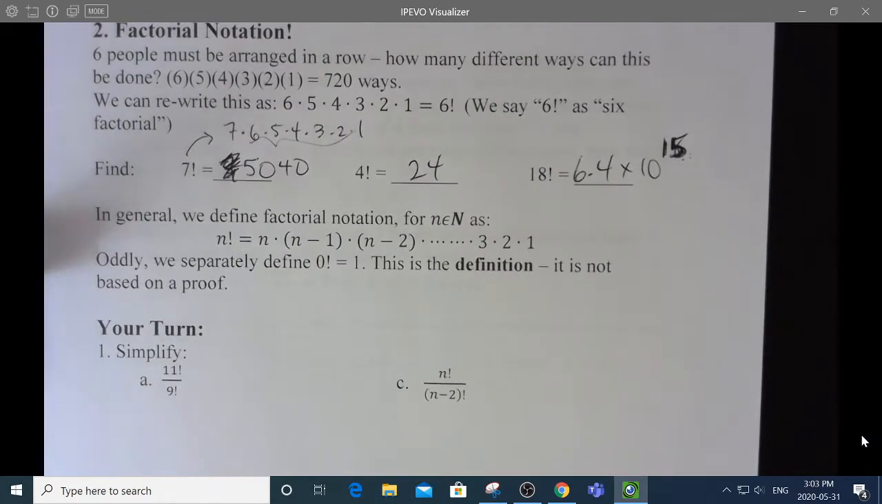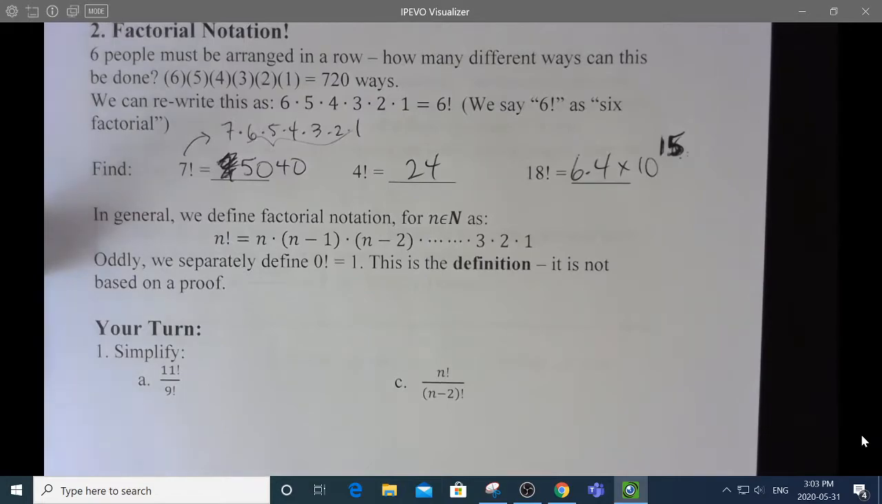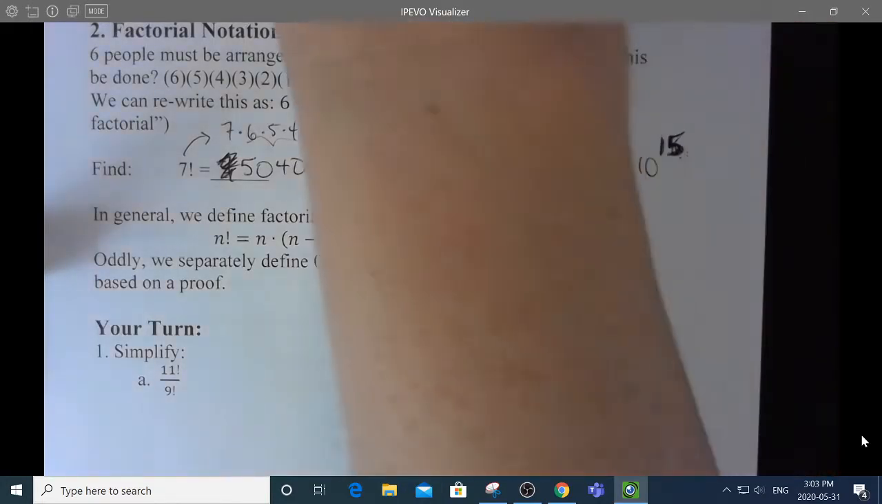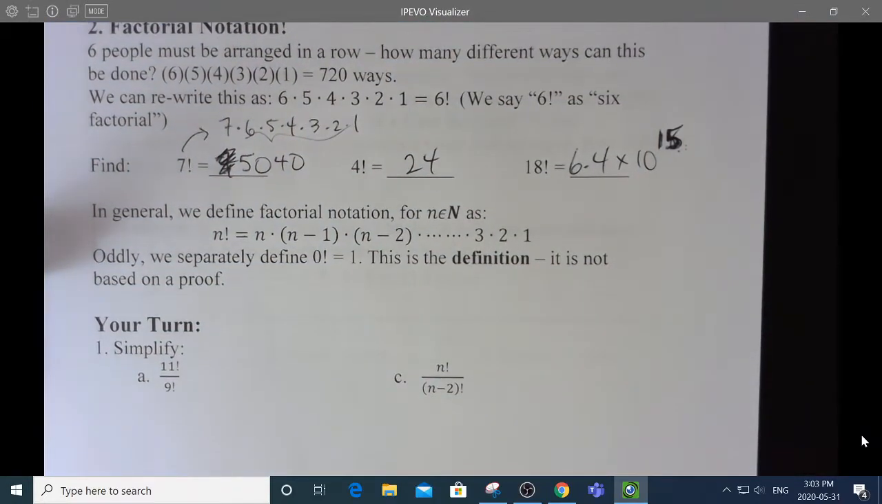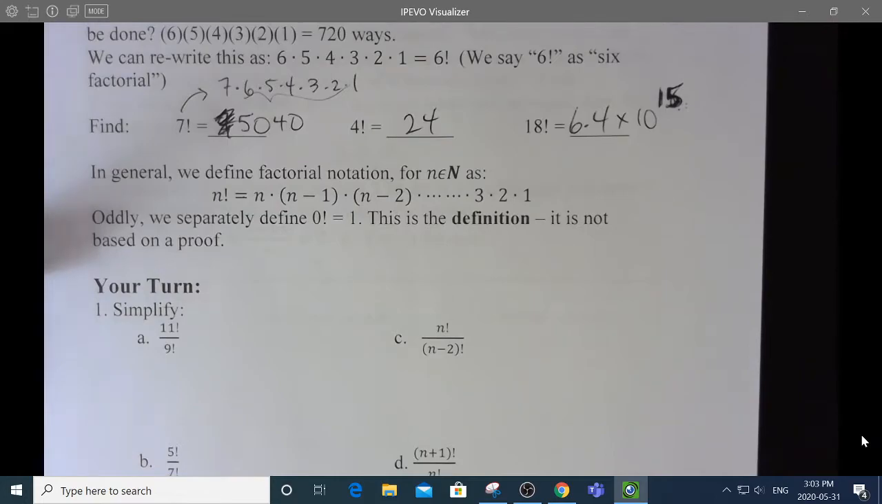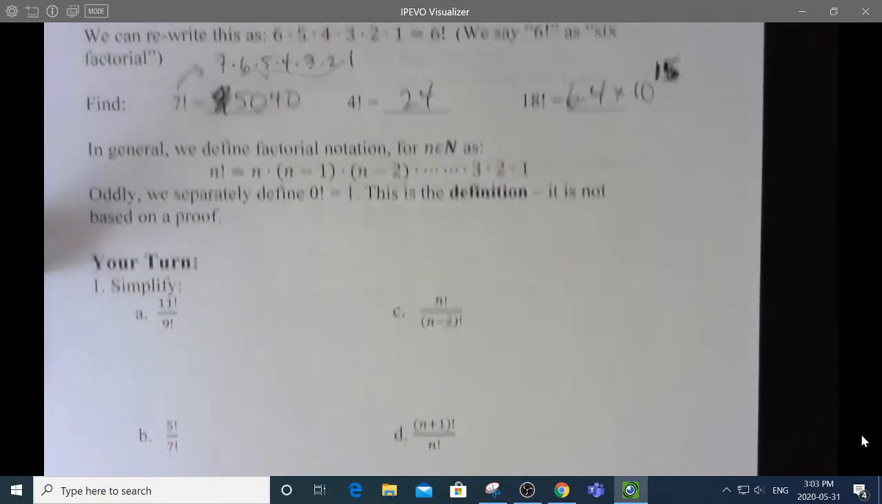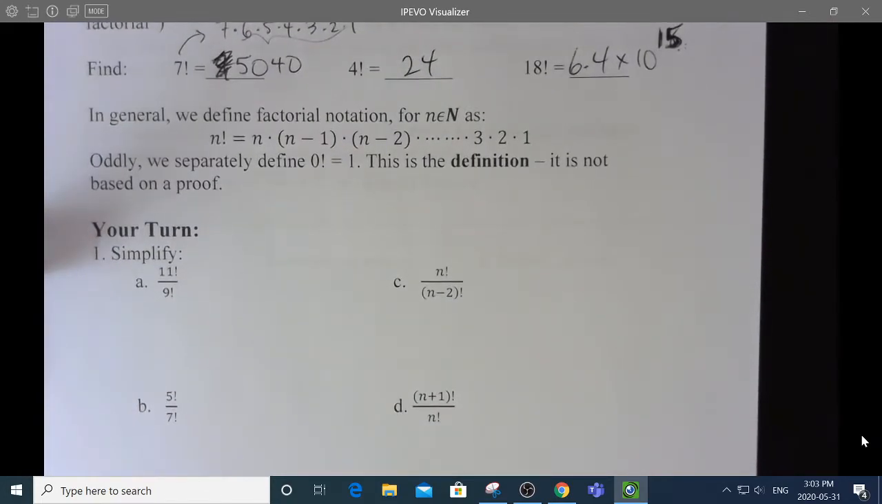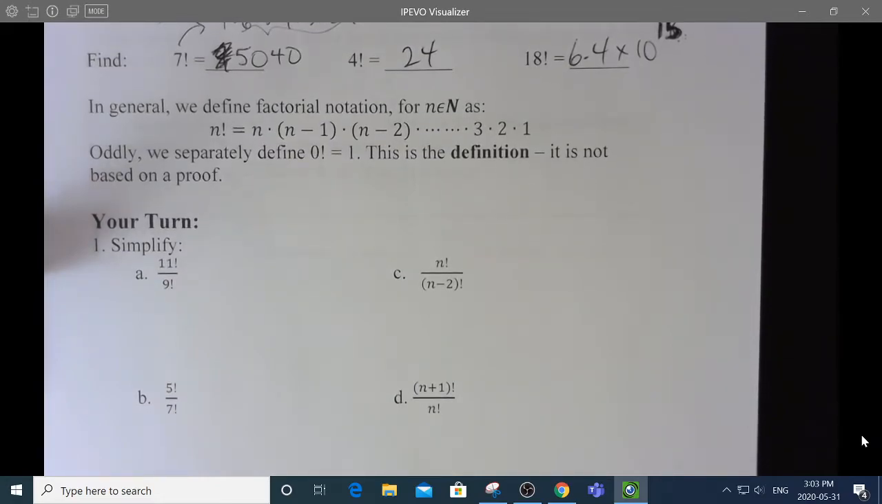There's lots of cool videos on the internet. I could maybe put the link to at least one of them on the blog, but I'm not going to go into why the argument can be made that this has to be true. So we're going to just accept it as an axiom, as a fact. So 0 factorial is 1. 1 factorial is also 1. 2 factorial is 2. 3 factorial is 6. 4 factorial is 24. But once they get bigger, we need a calculator.